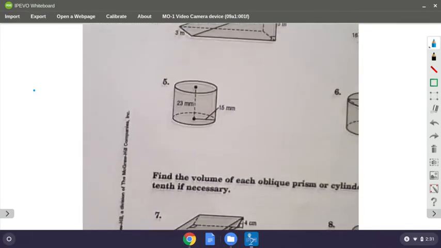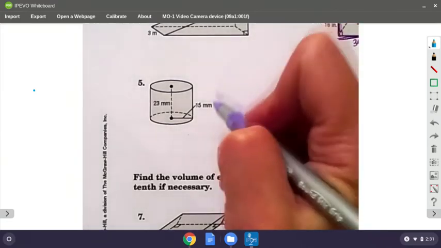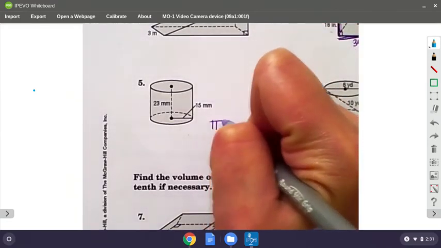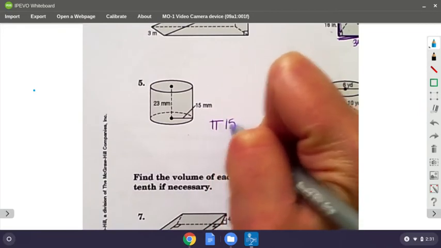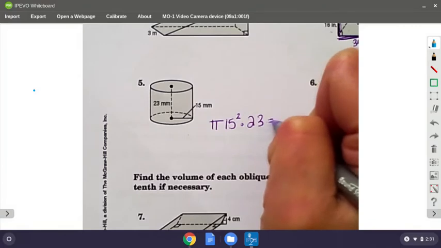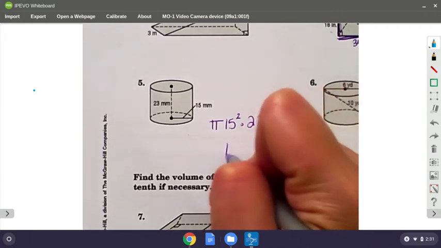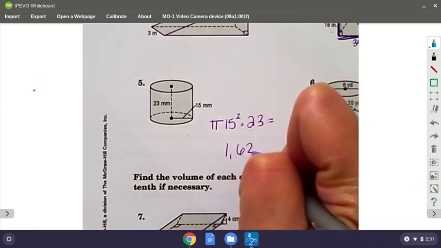Okay, next I'm going to do this cylinder. So a cylinder's area of the base times the height. So area of the base is going to be pi r squared. So pi times 15 squared times the height of the cylinder, and that's it. Pretty simple. So 225 times pi times 23. This one's going to be 1,600. Oh, just kidding.